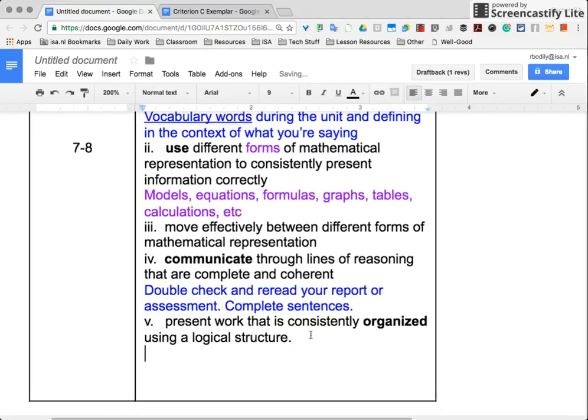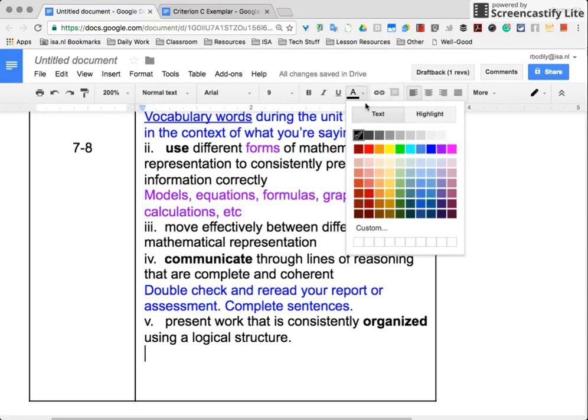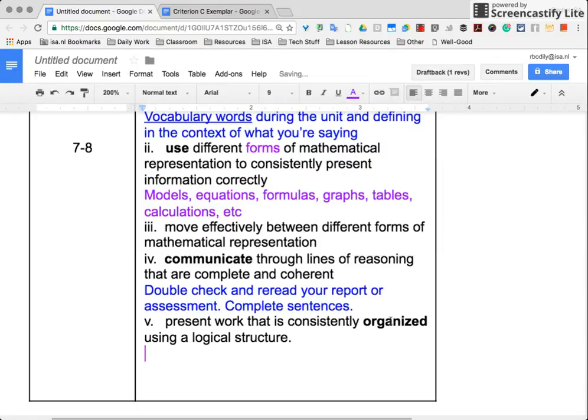And lastly, just presenting work that's consistently organized using a logical structure. So think about in the task that's given to you, what should come first, second, third, etc. Which should be first, which should be second, which should be third, and just to continue and follow that logical structure.